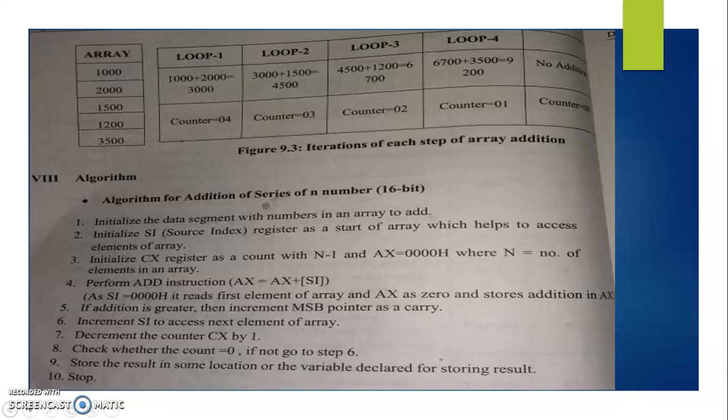If not, then go to step 6. So these are some algorithm steps. You can see that, and here is the example. We have an array 1000, 2000, 1500, 12,000 and 35,000. So we have to do the addition.